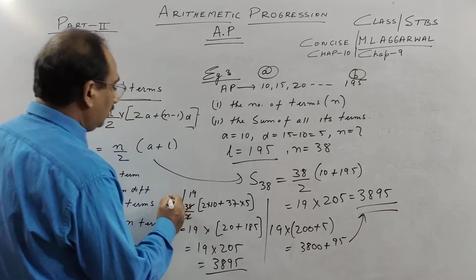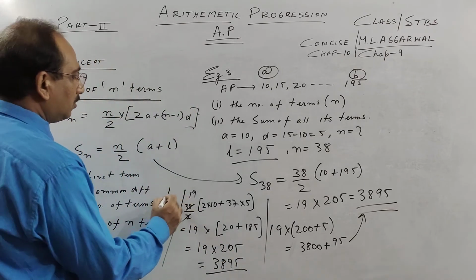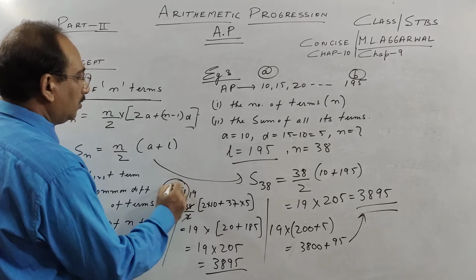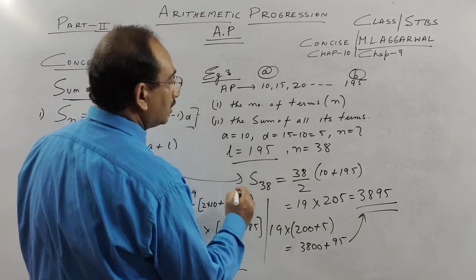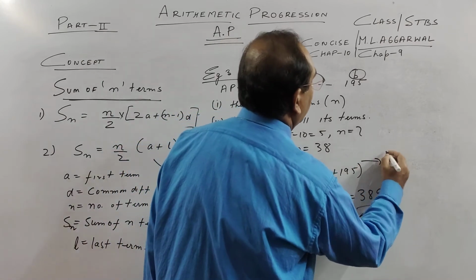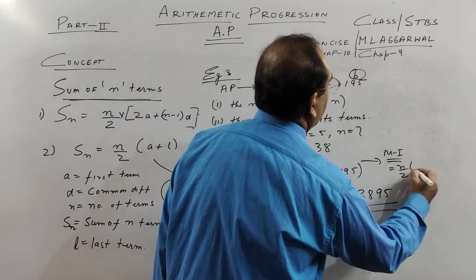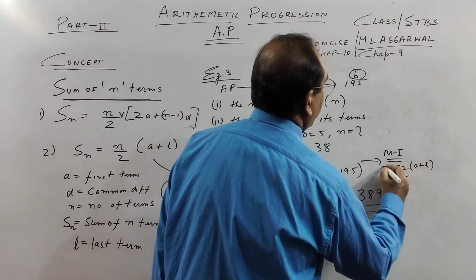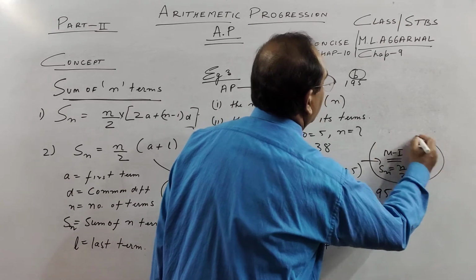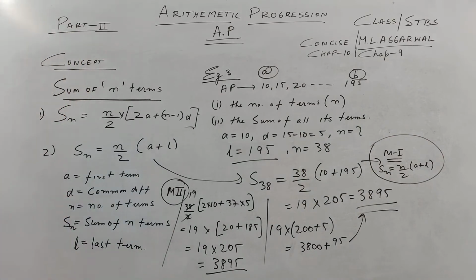Same answer you will get, 3895. Either you use formula 1, so this is method 2 where I use formula 1, and this is my method 1 where I use the formula n by 2 (a plus l) for finding the sum of terms, children. So I've shown you both the methods. Let us go to the last question of this session.